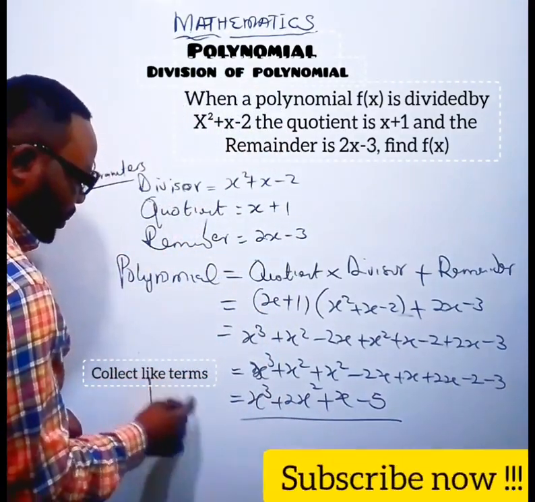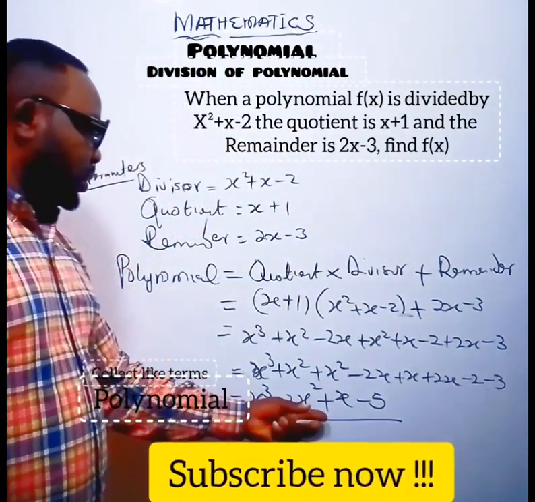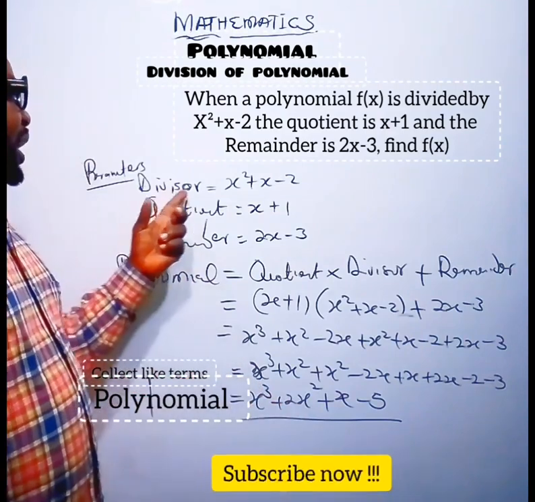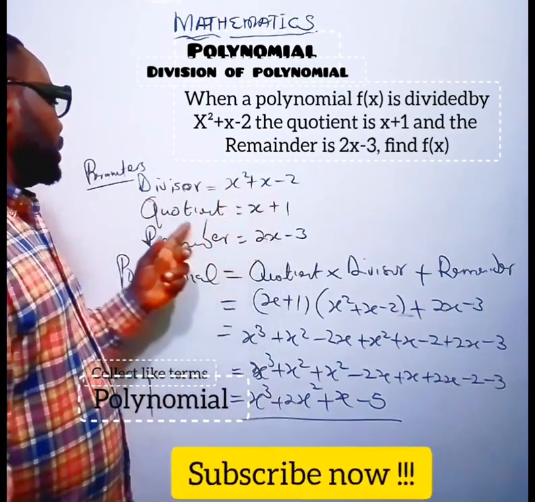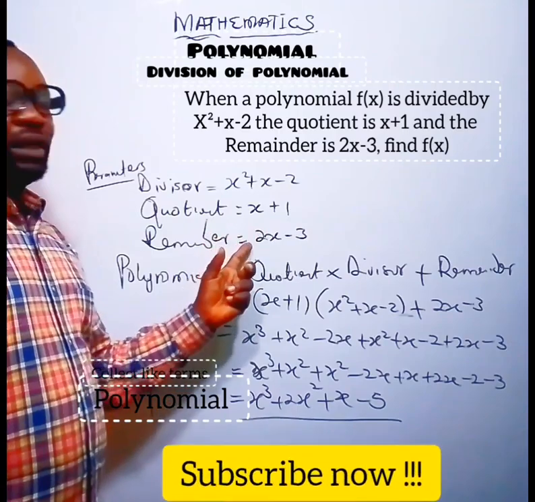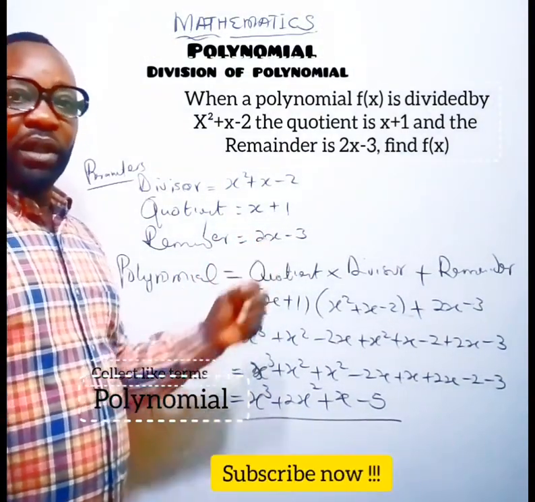This is our polynomial. This is the value of the polynomial that is being divided by this divisor to get this quotient and this value as a remainder.